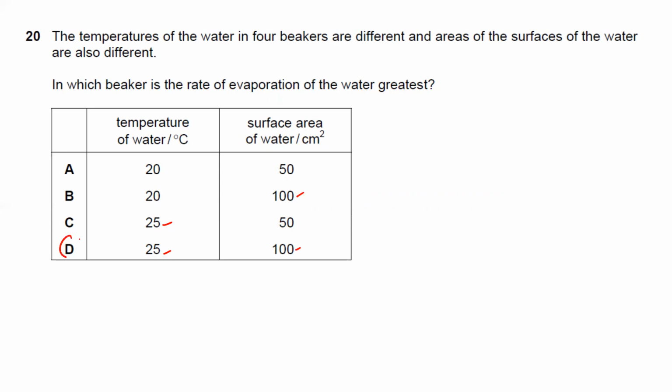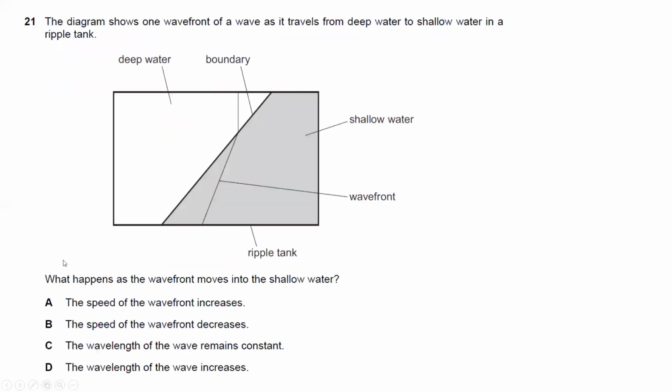So eventually, answer D is the best choice we have. Next question. It says the diagram shows one wave front of a wave as it travels from deep water to shallow water in a ripple tank. What happens as the wavefront moves into the shallow water? So remember, v = fλ is the equation. For a ripple tank, remember the frequency remains constant. For a ripple tank, f is equal to constant.